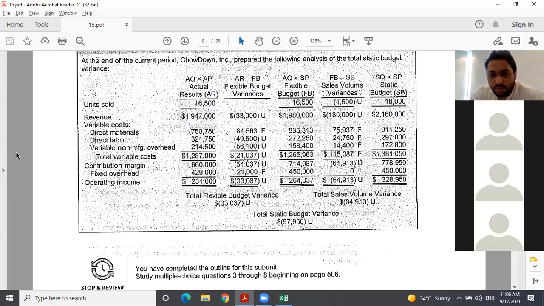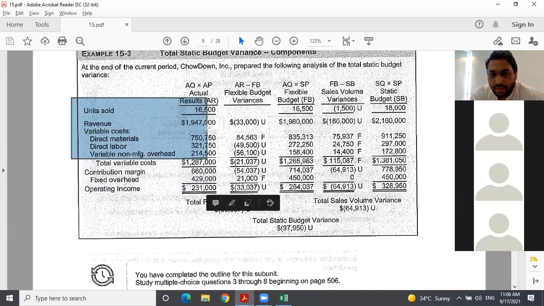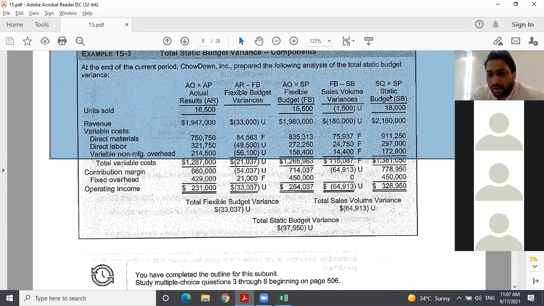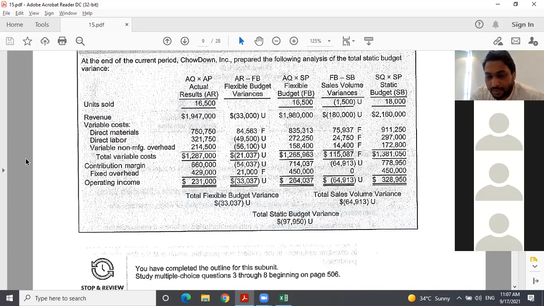So one more thing, in exam, you might get the details with actual cost, flexible budget, and static budget. You will be asked to find out the flexible budget variance or sales volume variance or static budget variance. Unless you know which to compare with which, for example, if you are comparing actual with your static, you will not get the answer, right? When you compare your actual with your static, you will get static budget variance only. Clear? When you compare your actual with the flexible, then only you will get total flexible budget variance. Clear? Okay, done.